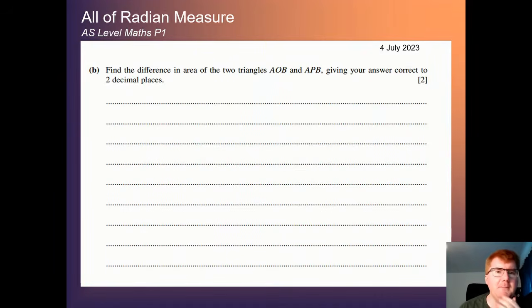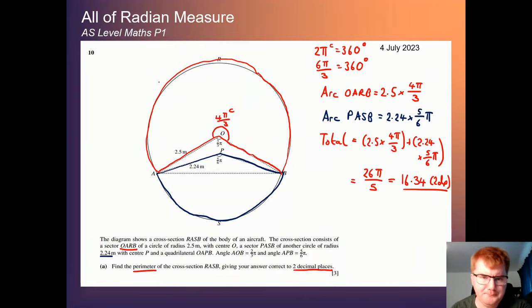So if we go on to part B here, now we need to find the difference in area of the 2 triangles AOB and APB, again giving our answer to 2 decimal places. So if we go back to this, we've got 2 triangles here. Let's get more colours out here. So this is AOB, and then we've got the smaller triangle inside.